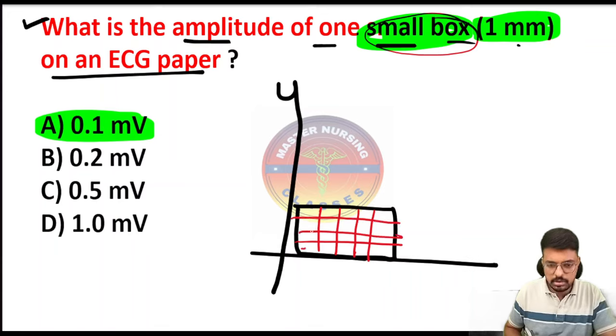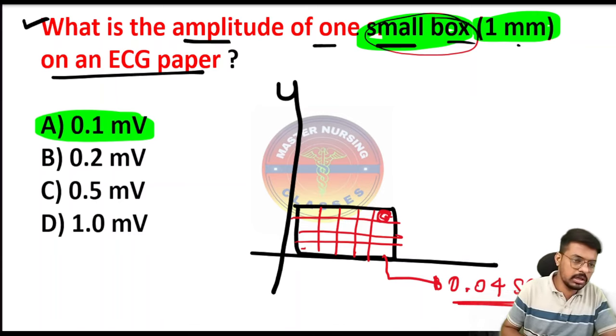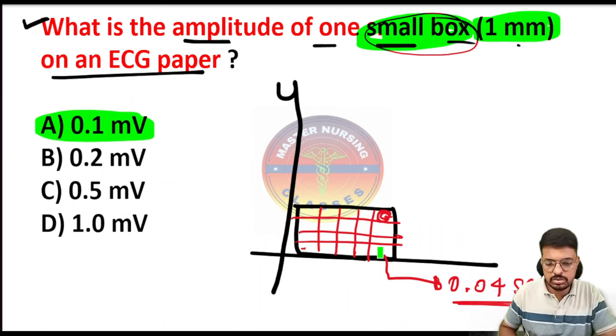Five small boxes. Here, the time duration for the ECG to pass each small box is 0.04 seconds for one small box. If the ECG is running at a speed of 25 mm per second, the time it should take to cross one small box is 0.04 seconds.